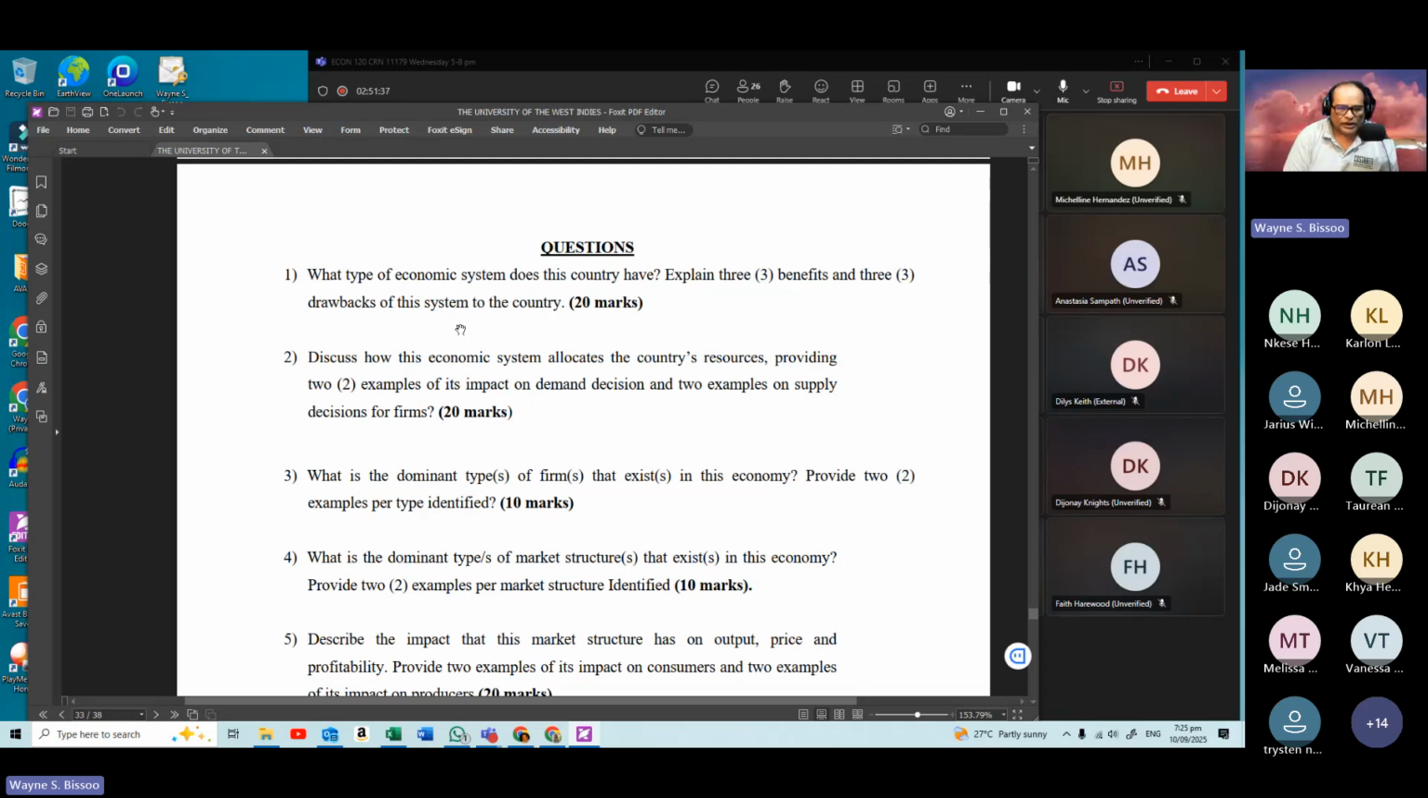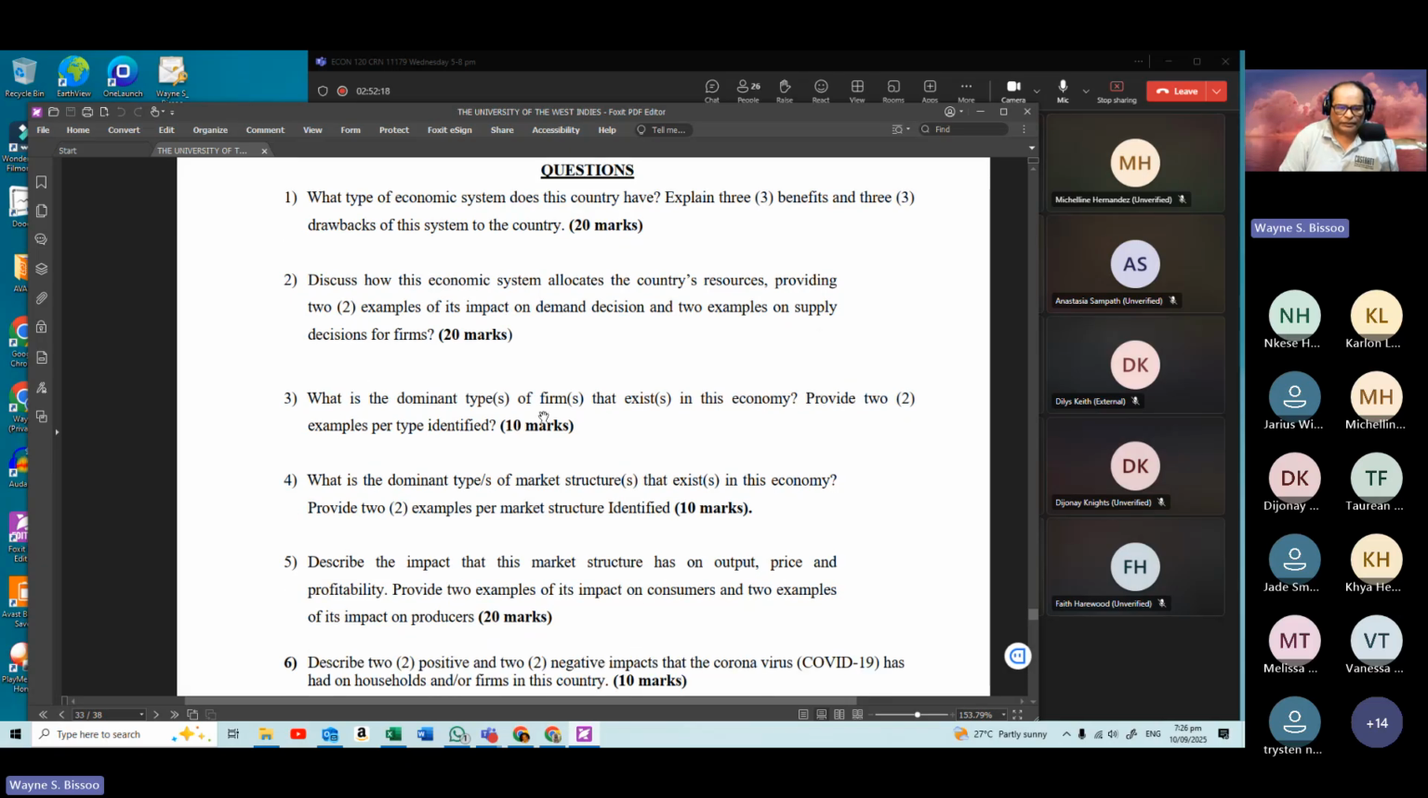All right. Question 2, discuss how the economic system allocates the country's resources, providing 2 examples of its impact on demand decisions in the country, and 2 examples on supply decisions for firms in the country. So again, this is very specific. It starts in general, discussing the allocation system or methodology, but you need to provide examples of it occurring in the country. 2 from the demand side, which is consumers, how that system affects consumer decision making, and 2 examples of it affecting firms and their decision making.